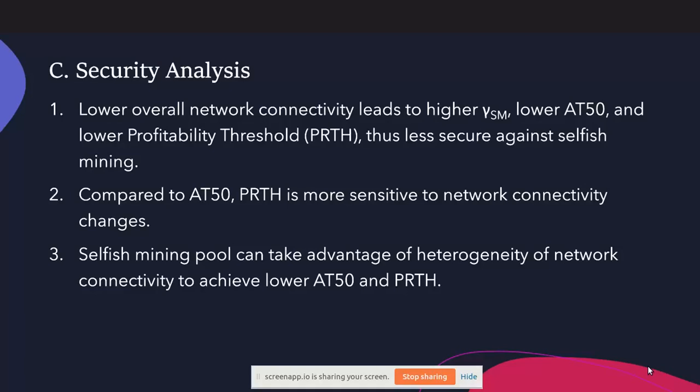A third, selfish mining pool can take advantage of heterogeneity of network connectivity to achieve a lower attack threshold and profitability threshold. If the selfish mining pool is aware of the peer-to-peer network's topology, it can prioritize its expansion into well-connected regions of the network to maximize growth of gamma SM and its mining revenue. As a result, the heterogeneity of the network connectivity can be exploited by a selfish mining pool to achieve a lower AT50 and profitability threshold.